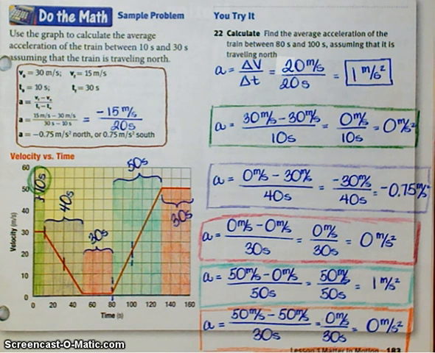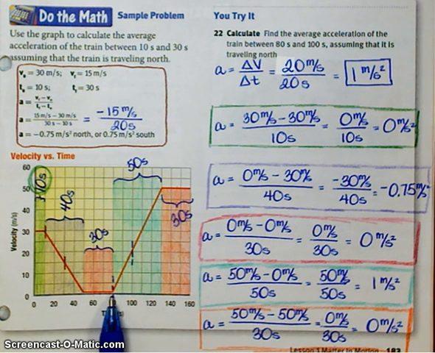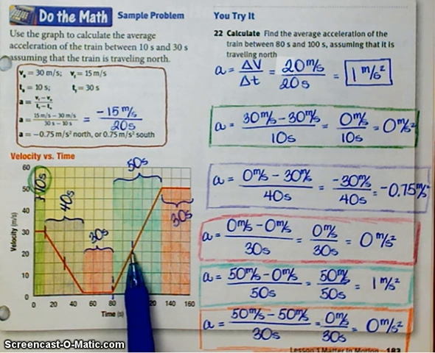Then we're going to do the "you try it" on number 22. It says calculate the average acceleration of the train between 80 seconds and 100 seconds, assuming that it is traveling north. Again, acceleration is the change in velocity divided by the change in time. Here's 80 seconds. Here's 100 seconds. At 80 seconds, the train is traveling at a velocity of 0 meters per second. And at 100 seconds, its velocity is 20 meters per second.